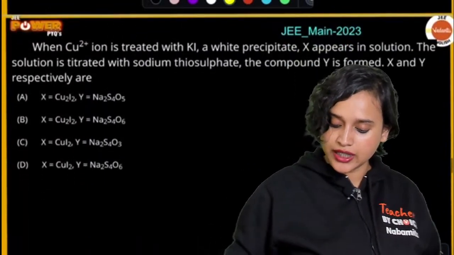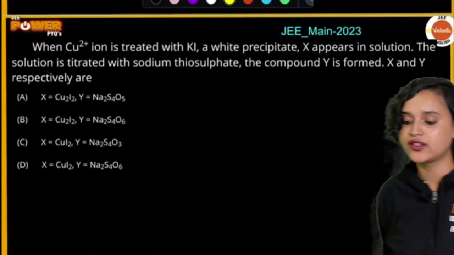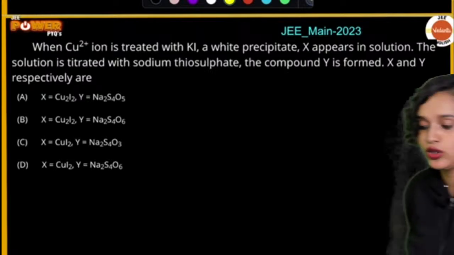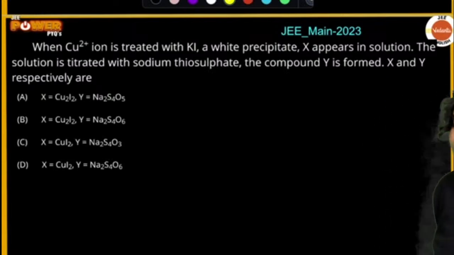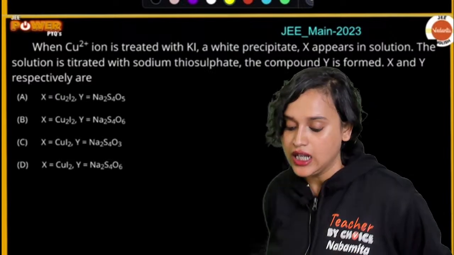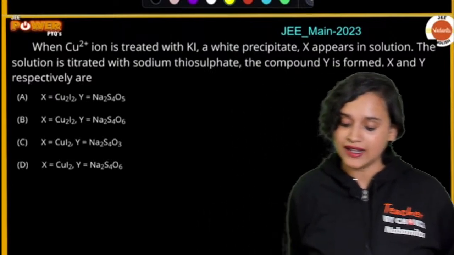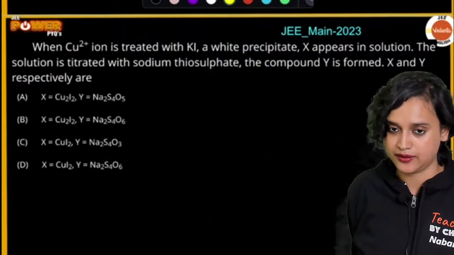Chalo, next question, everybody. When Cu2+ ion is treated with potassium iodide, KI, a white precipitate X appears in solution. The solution is titrated with sodium thiosulfate. The compound Y is formed. X and Y respectively are.